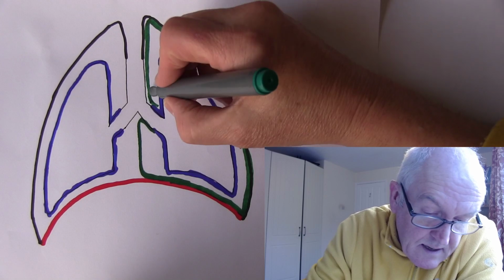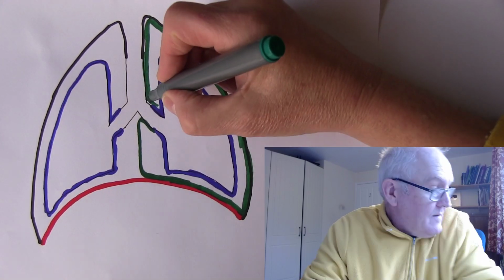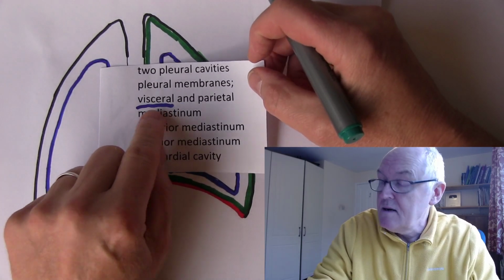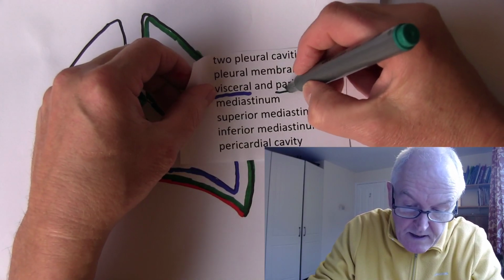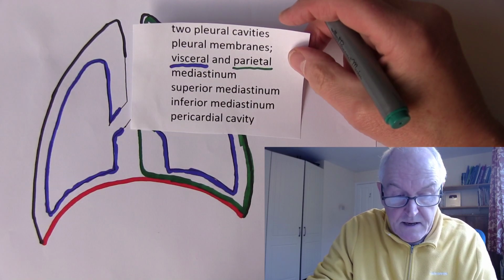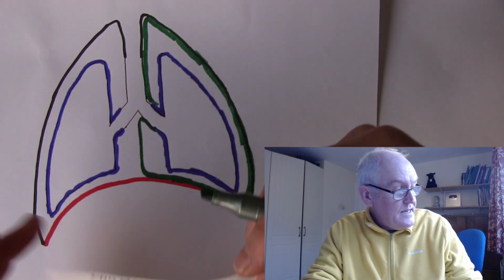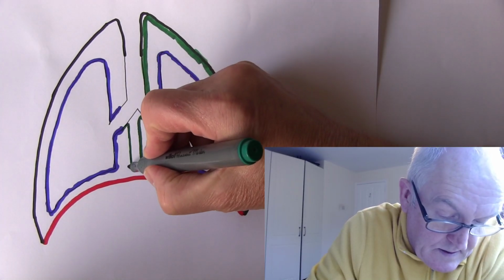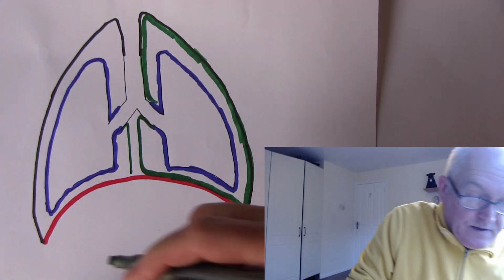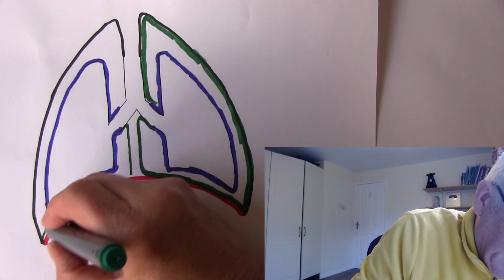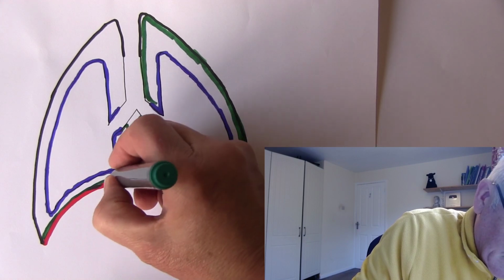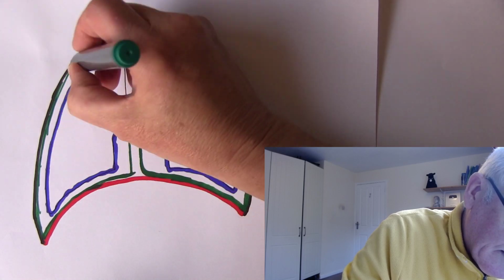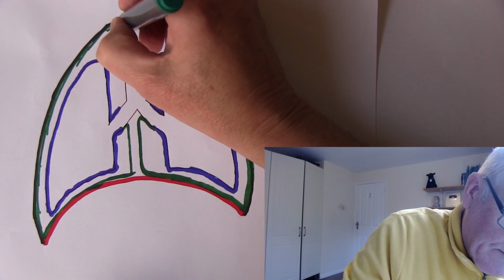So what we have here is the visceral pleural membrane in blue and the parietal pleural membrane in green. And it's the same on the other side. So it's lining the superior surface of the diaphragm like this, and lining the inside of the thoracic cage all the way around like that.